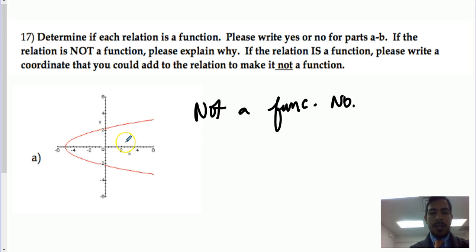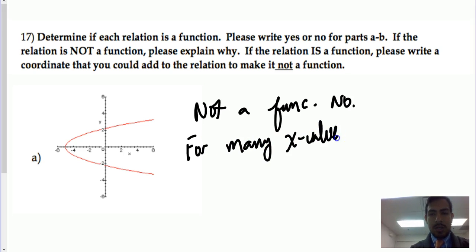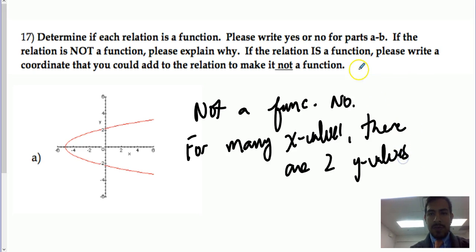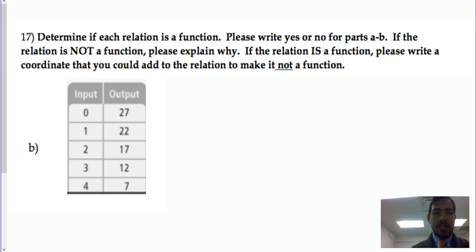Oh, that's easy. For many x values, there are two y values. An example is at x equals 2, I have a point here for a y value, then I also have a point here for a y value, and that's kind of illegal. So for many x values, there are two y values. That's not a function.